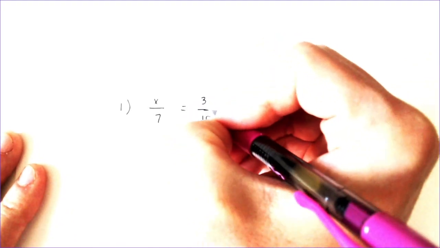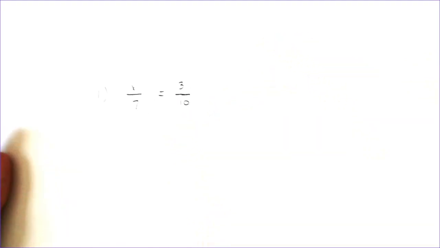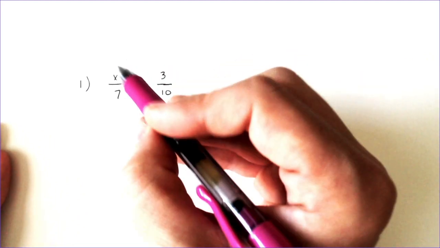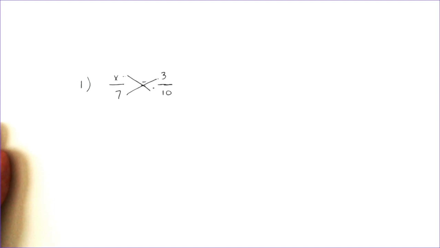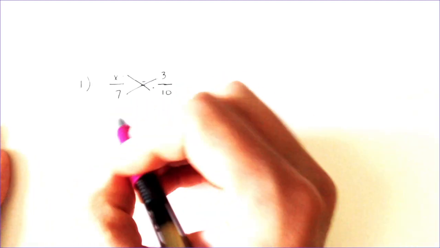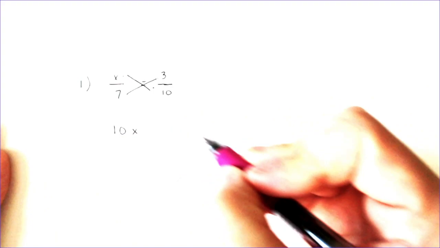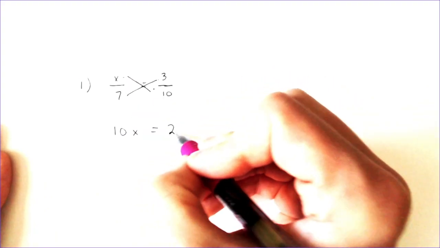We're going to have x over 7 is equal to 3 over 10. So if we have a cross multiplication problem like this, we have to take the x and multiply across from it, which would be x times 10, and take the 7 and multiply what's across from that, which would be 3 times 7. I always like to put kind of an x shape there. So that would be 10 times x, or x times 10 is 10x, is equal to 3 times 7, 21.